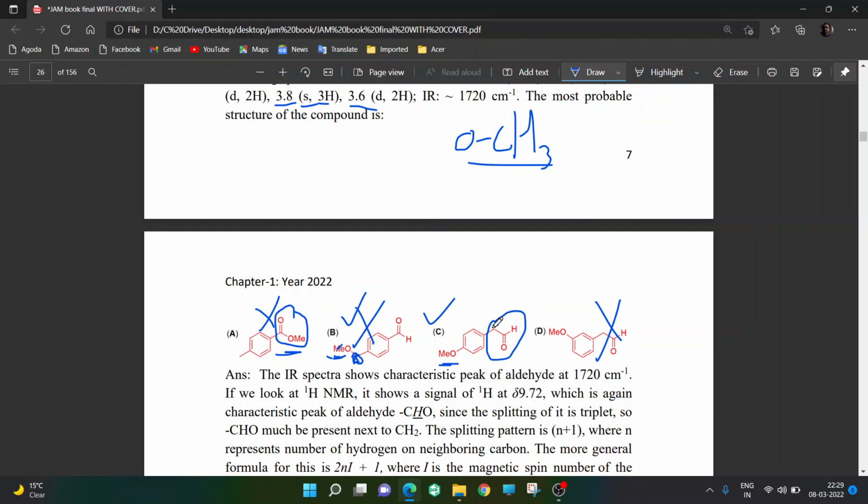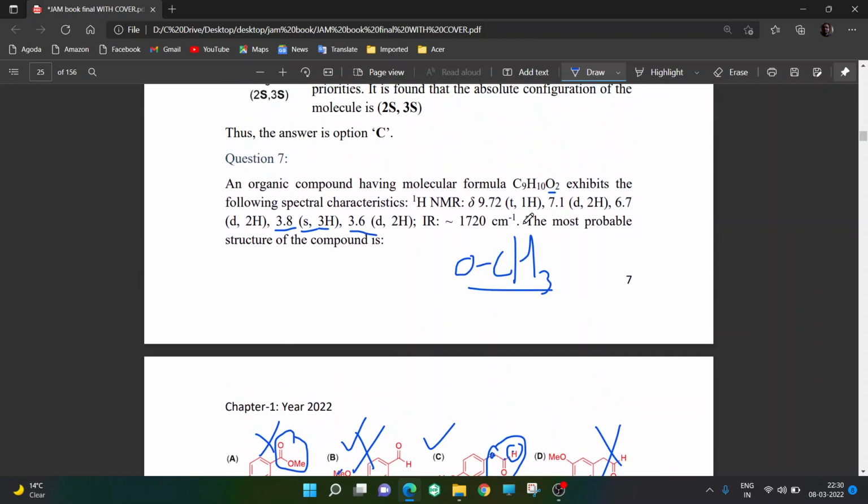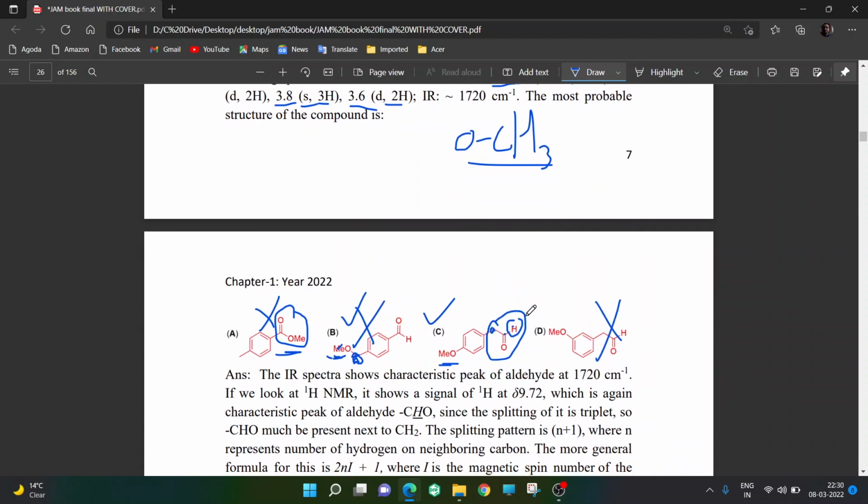Let us look here. If this CH2 is there, beside this CH2 there is a carbon which has one hydrogen, this aldehydic hydrogen. This will split this CH2 into a doublet. That means this aldehydic hydrogen also should have been split as a triplet by this CH2. So let us look at it. Here you see the aldehydic proton has been split as a triplet, and this hydrogen has been split as a doublet. So C is the answer.